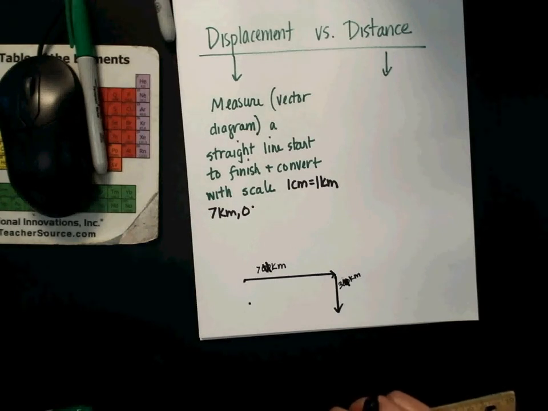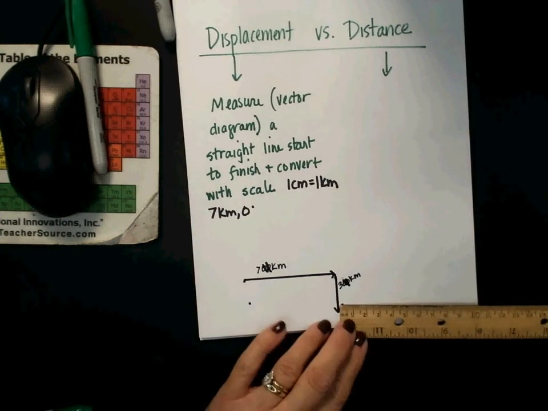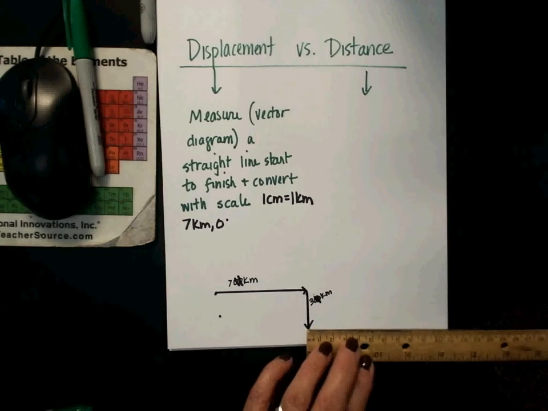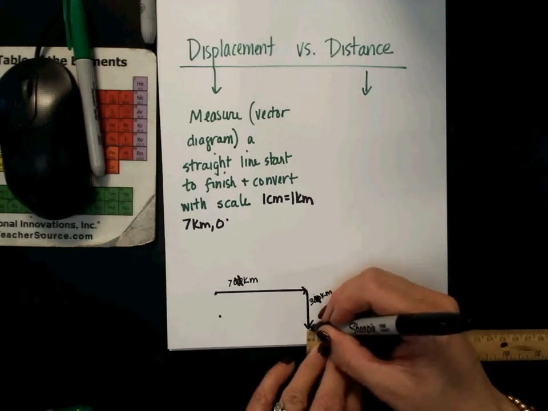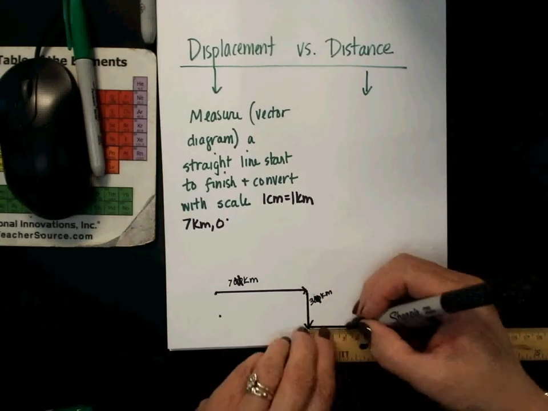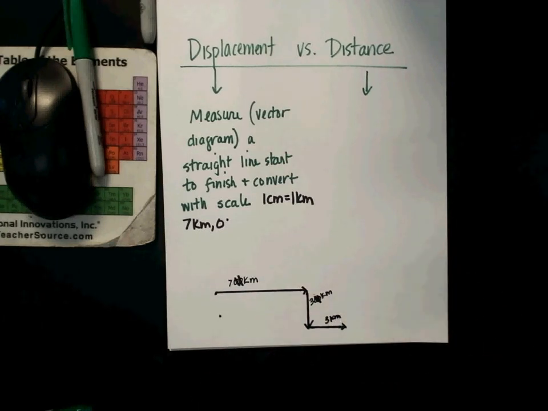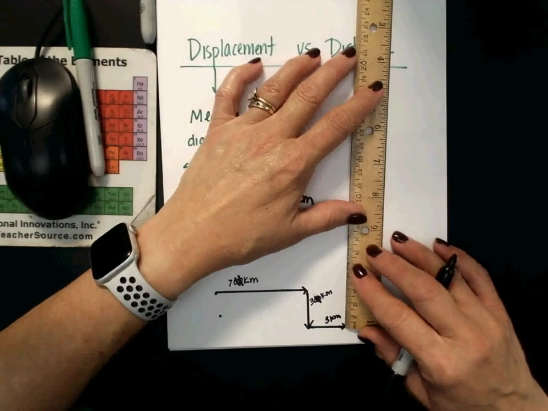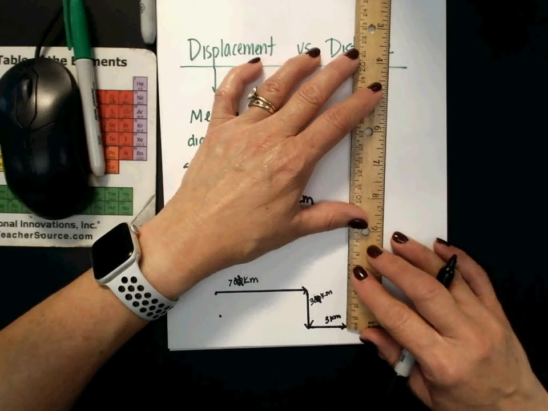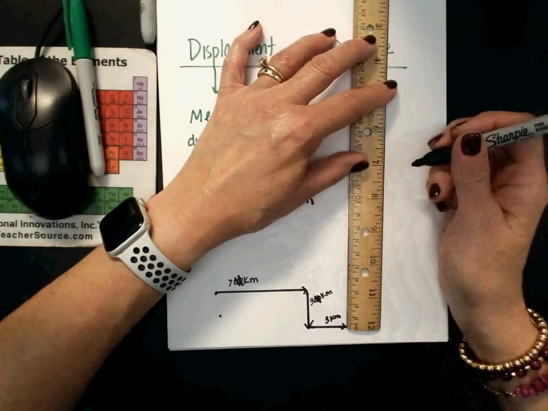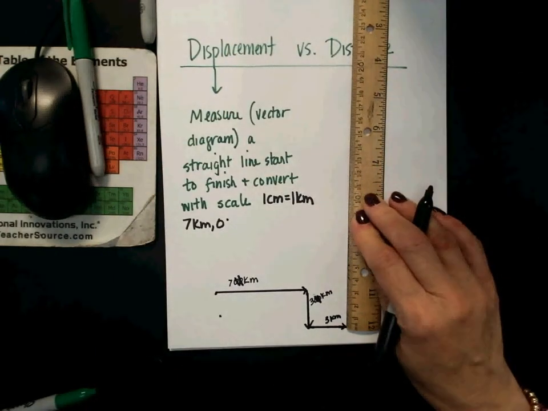Okay, so now on my next vector, I'm going to go 3 kilometers, 0 degrees. So I've got another 3 kilometers here. All right, now I want to go 10 kilometers at 90 degrees. So I'm going to add that. Wish I could see.